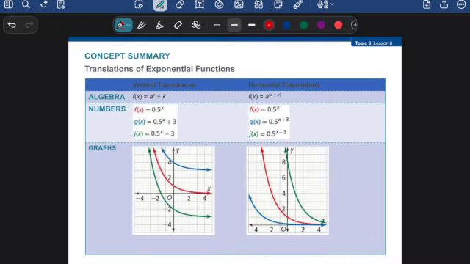We made it to the concept summary for translations of exponential functions. Just remember the rules. If it's outside the parentheses, we're changing vertically. If it's inside the parentheses, we're changing horizontally. And make sure you keep track of the directions.